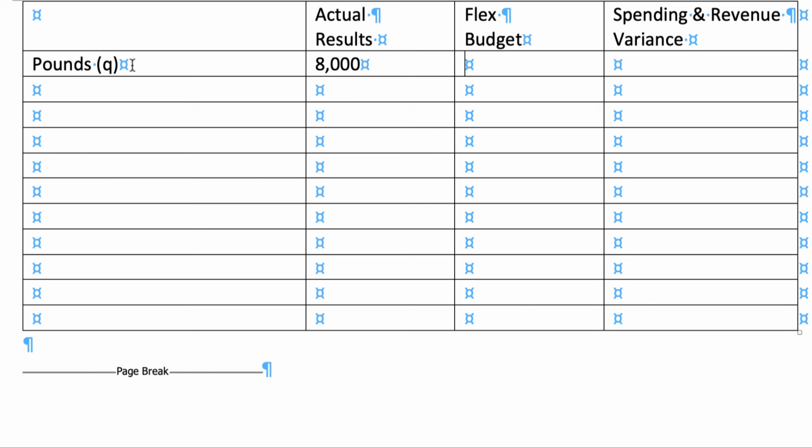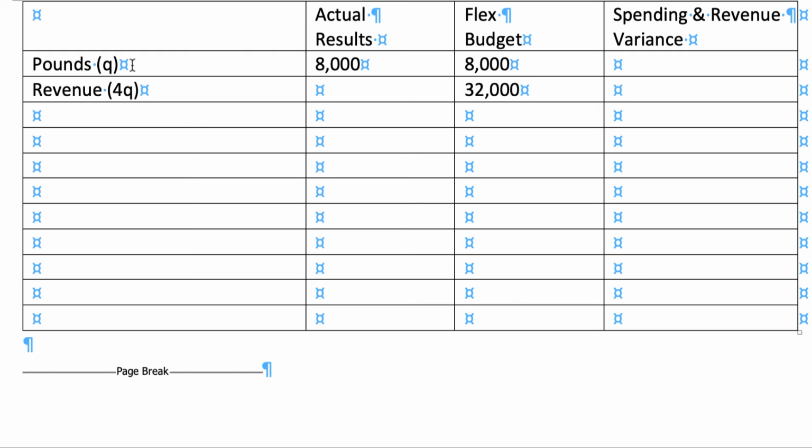Well, guess what? Under the flex budget is what should the cost be based on the actual output? So it's going to be 8,000. Okay. So let's look at revenue so we can figure out what's our revenue variance. Well, what is the cost formula? Well, it's $4 times Q. Okay, that's easy. 8,000 times 4 is $32,000. So based on 8,000 pounds, our revenue should be $32,000.